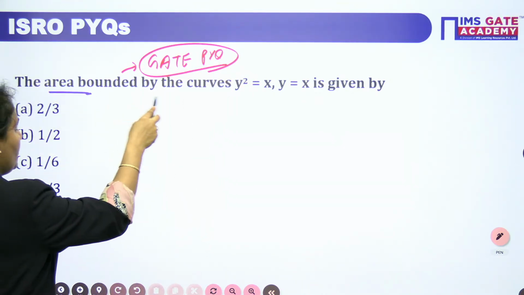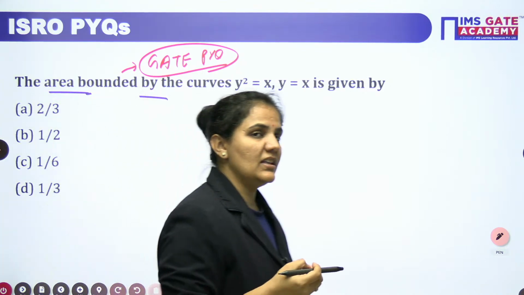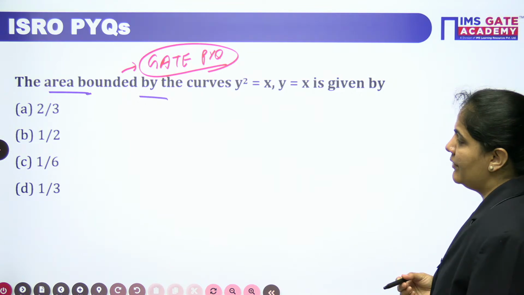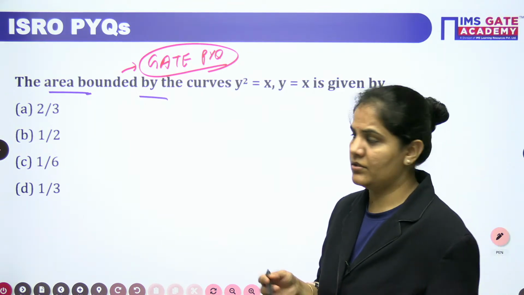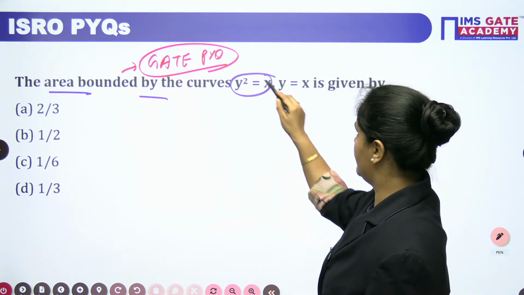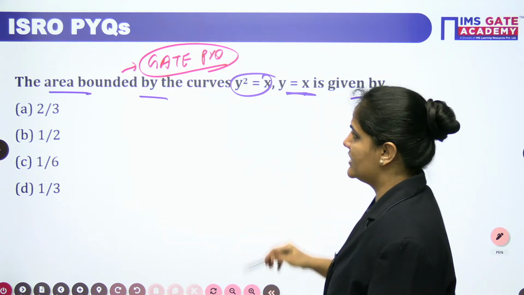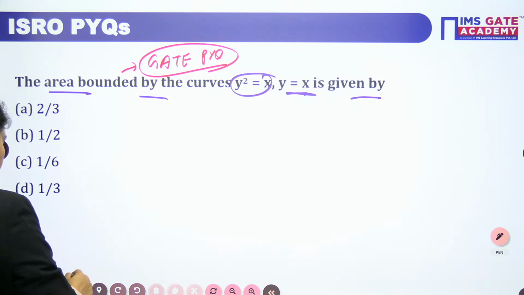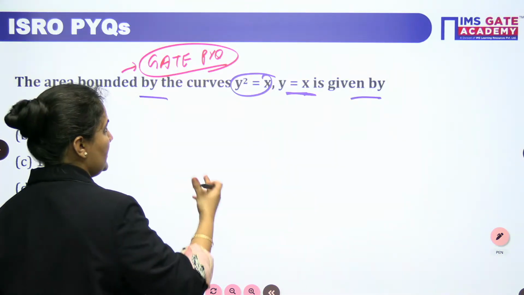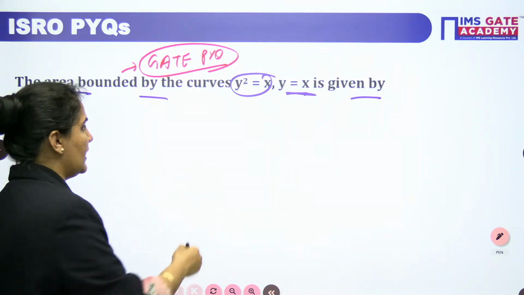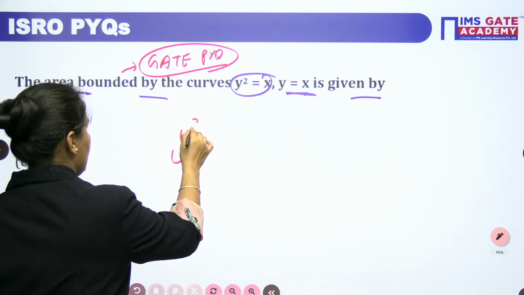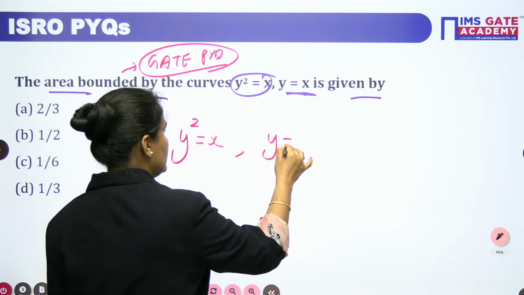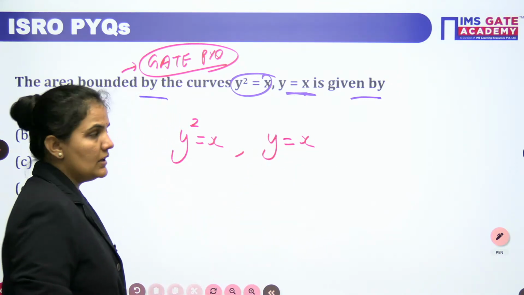So the area bounded by the curve. This is a very common thing which we used to learn in integral calculus, or in vector calculus also. y square is equal to x, between the curve and y is equal to x, is given by. We need to find out the area. For this one, I will tell you the solution directly. We need to make the curves. We are having the first curve as y square is equal to x. So this is my parabola. And the second curve y is equal to x. This is the straight line.